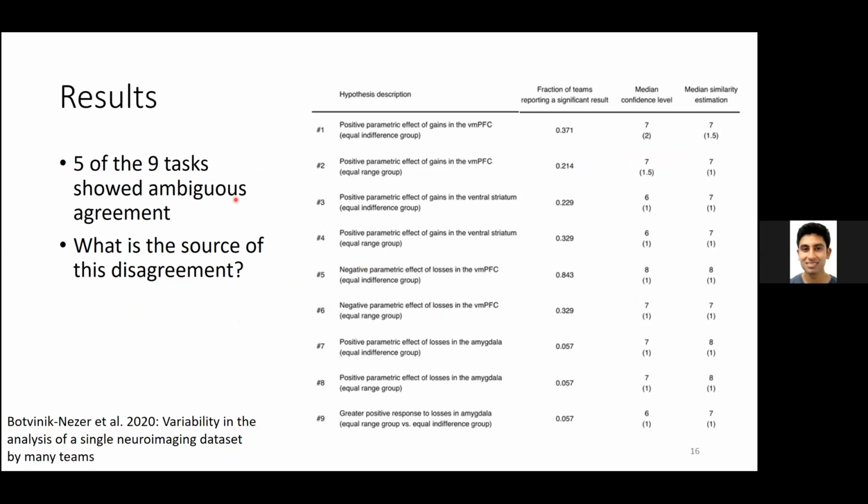However, the tasks that were performed show ambiguous agreement at best. So if you look at the data that these authors showed, you want this column to either be close to 0 or close to 1. So in this case, most teams found non-significant findings, which is good. They're all in agreement. Similarly, here, most teams found significant findings for this task. Once again, good. But you can see some of these other hypotheses have low agreement. In this case, essentially 1/3 of teams had a different hypothesis setting.